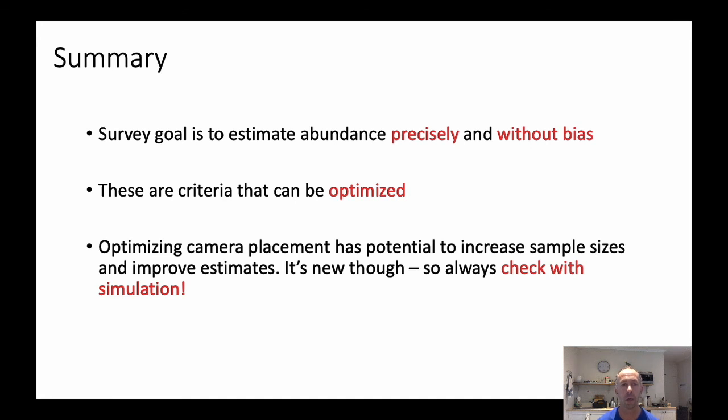So just to summarize what we've done with this video, we know from previous videos that the overall goal in designing SCR surveys is usually to estimate abundance precisely and without bias. These are both statistical criteria that we can formulate mathematically, and so they're ideal criteria for optimization. Some new papers in this area have developed methods for optimizing these objective functions. These new methods that optimize camera placement have the potential to increase sample sizes and so improve the estimates of SCR models. They're all very new though, so it's really important to proceed with caution. Always check all your answers with simulation and consult a statistician if you're in any doubt about the methods.